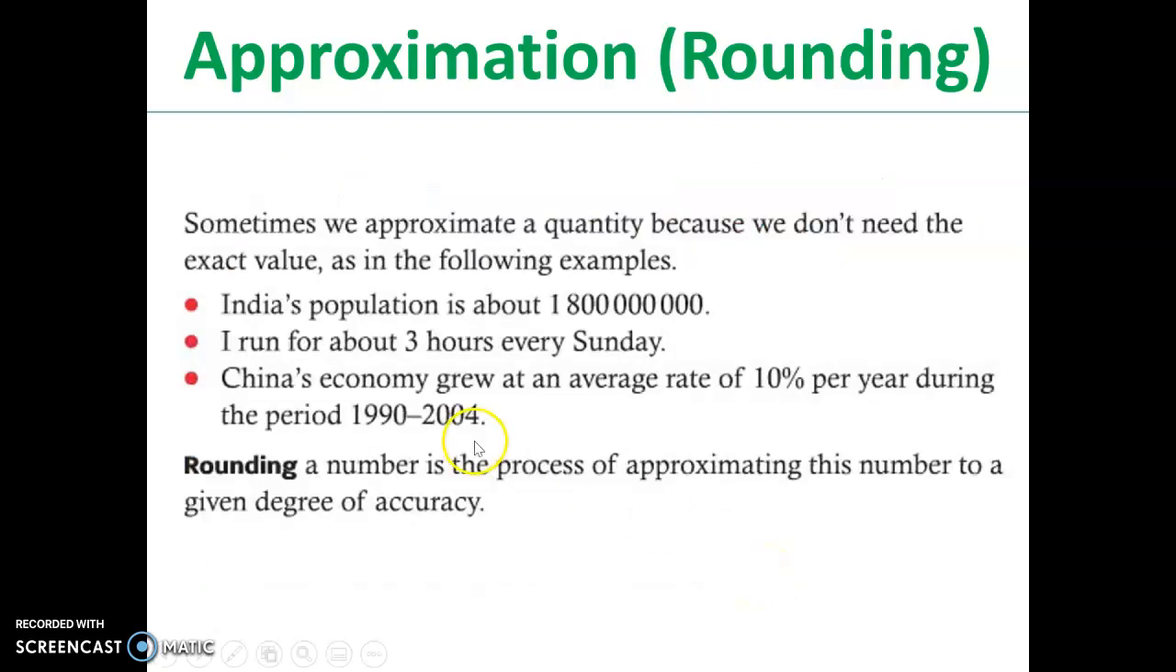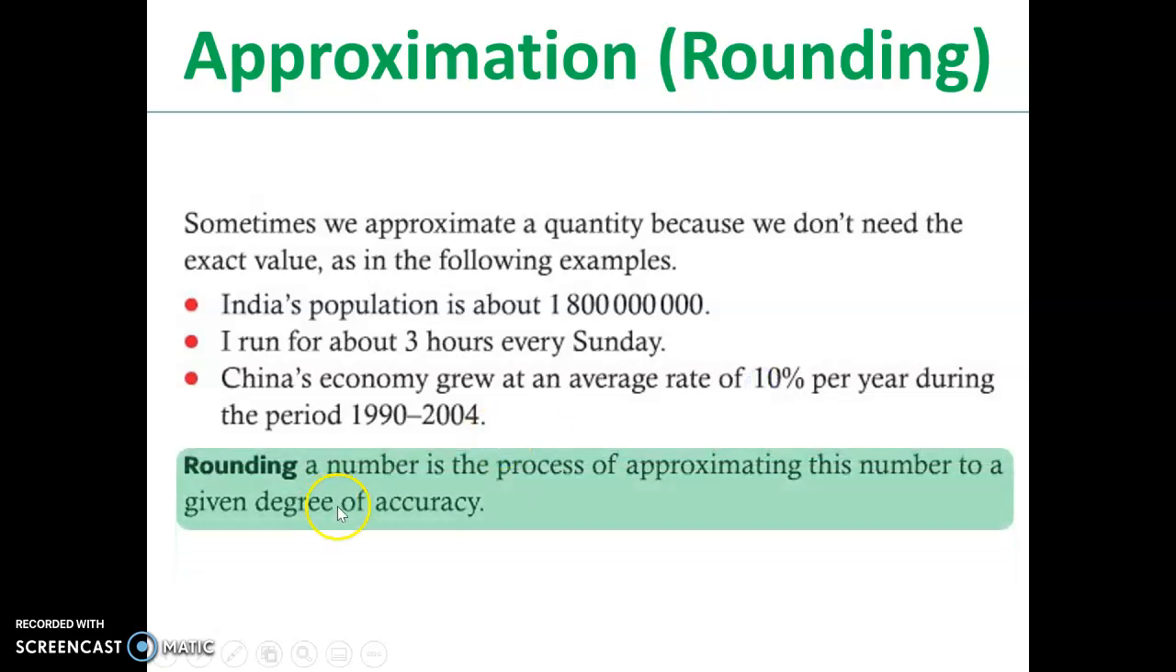Okay, sometimes we approximate a quantity because we don't need to know the exact value. Maybe it is measurable, but we just don't need to know exactly what it is. For example, India's population is about 1.8 billion people, right? We could go to more accuracy, but population data changes so much every day, deaths and births, that we can just approximate it. Or I run for about 3 hours every Sunday. Good approximation. We don't need to be more precise. 3 hours sounds like a good rounded number. Or China's economy grew at an average rate of 10% per year during this period. That's a good approximation. Maybe we don't need more detail.